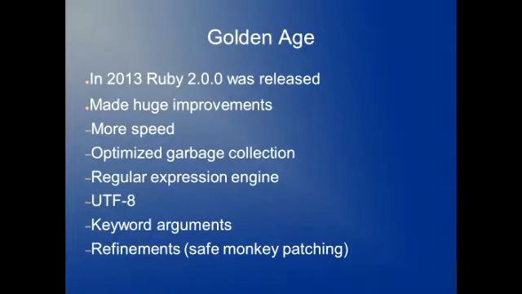Golden Age. In February of 2013, Ruby 2.0 was released. This version helped stabilize the language in many ways. Some improvements were more speed refinements, such as safe monkey patching, keyword arguments, UTF-8 by default improvements, a new regular expressions engine, optimized garbage collection, and the addition of built-in syntax documentation.